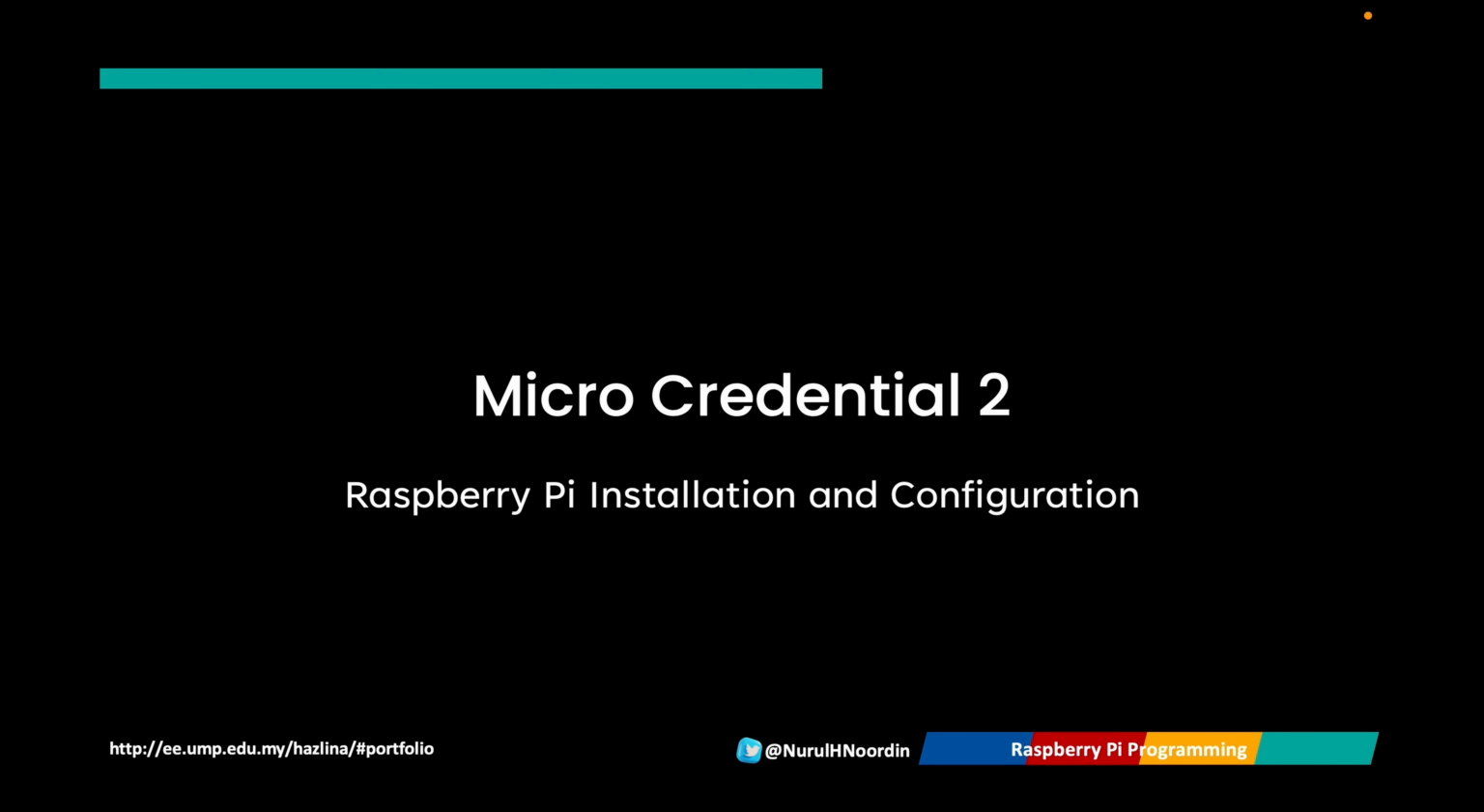Welcome to Micro-credential 2, Raspberry Pi Installation and Configuration. This course is part of a structured learning series that integrates Python programming with hardware, enabling students to build real-world projects using the Raspberry Pi 4 and Raspberry Pi Pico microcontroller.